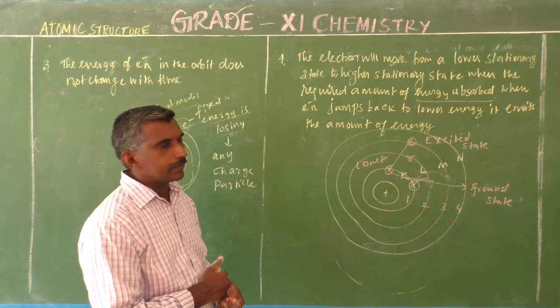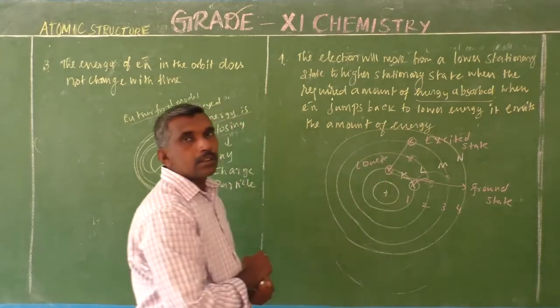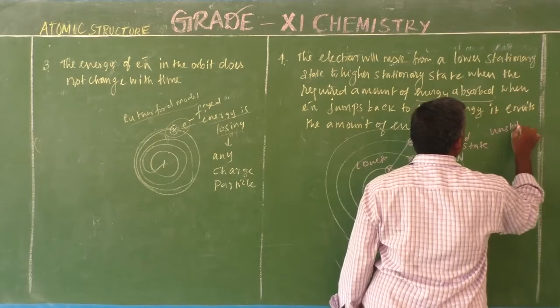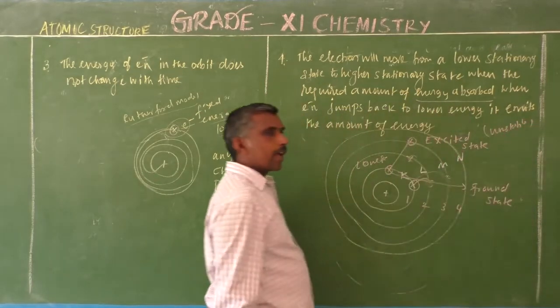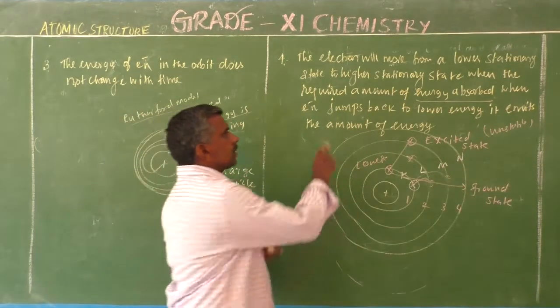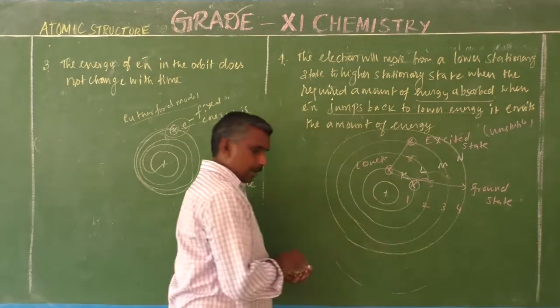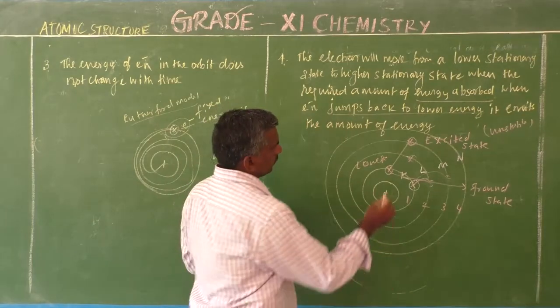Now here the energy is supplied. The excited state is unstable, always unstable. What happens? The electron jumps back to the lower state.